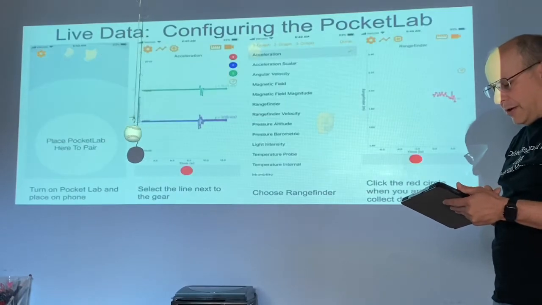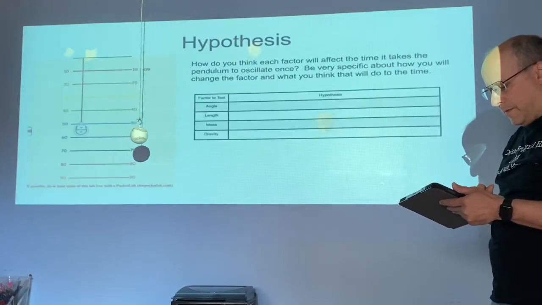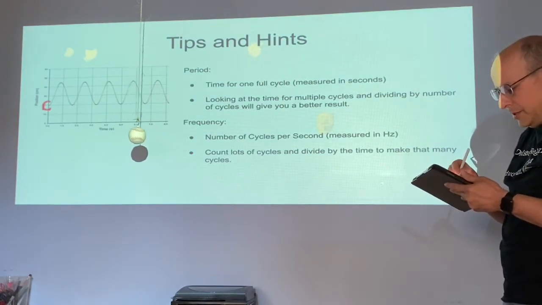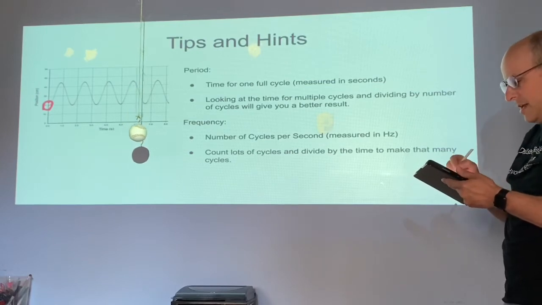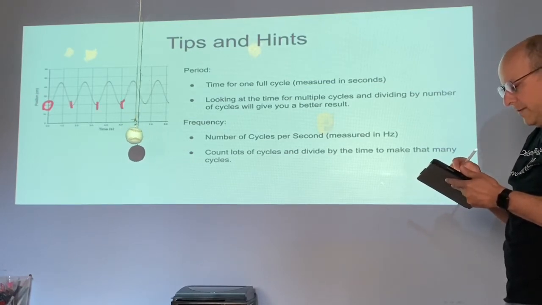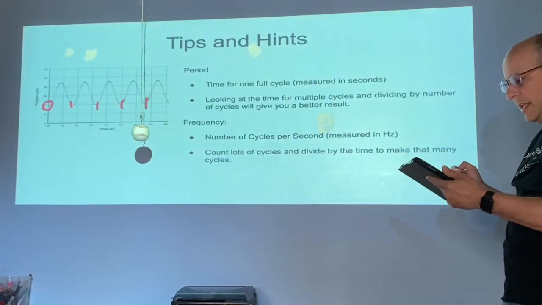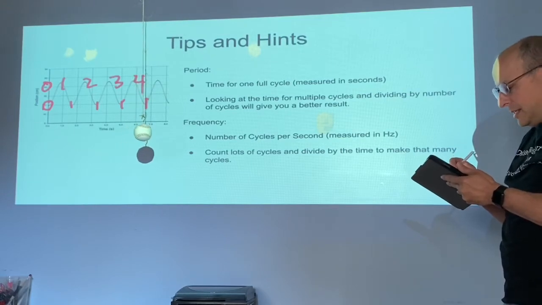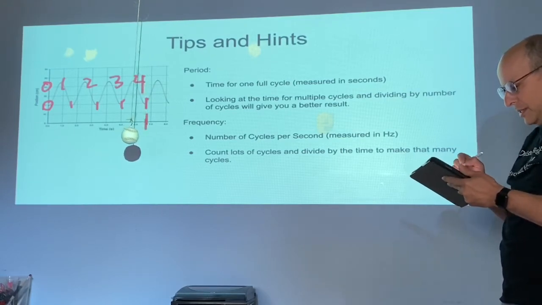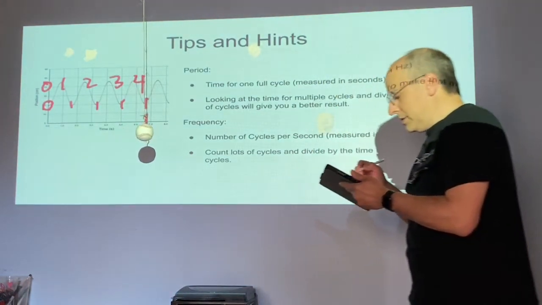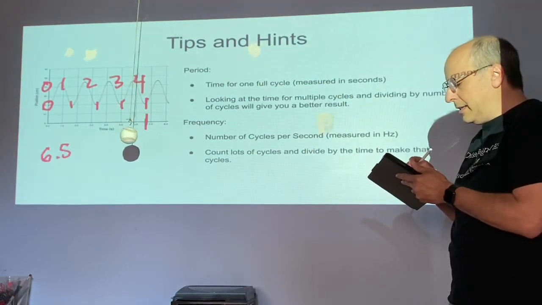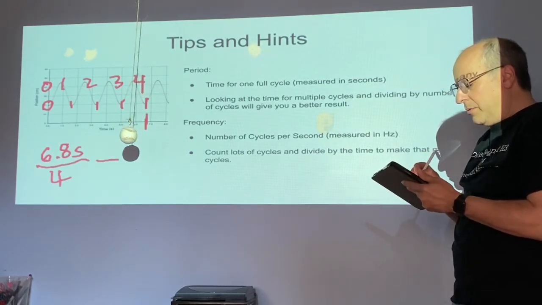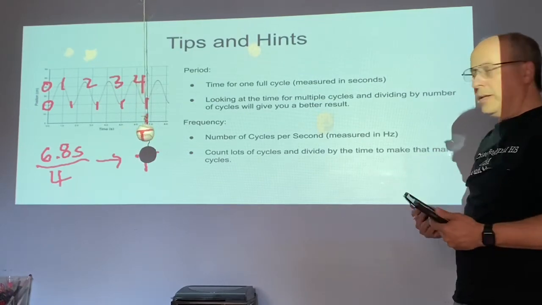Let me come back here to our picture. The way you get your time to swing once is find the spot on the graph that's convenient. Count 1, 2, 3, 4, or however many you can, oscillations. Remember the first one is 0. And then see how much time it took to swing 4 times. Let's say that it took 6.8 seconds to swing 4 times. So you divide that, and that will tell you the period, the time to swing once.